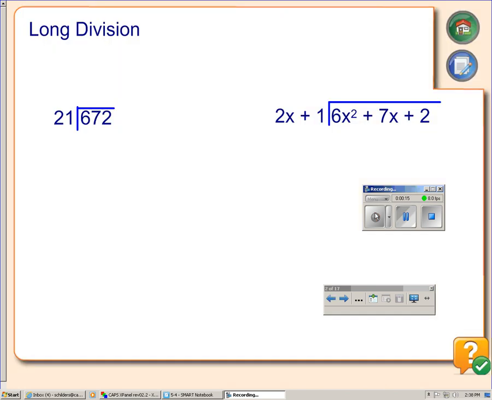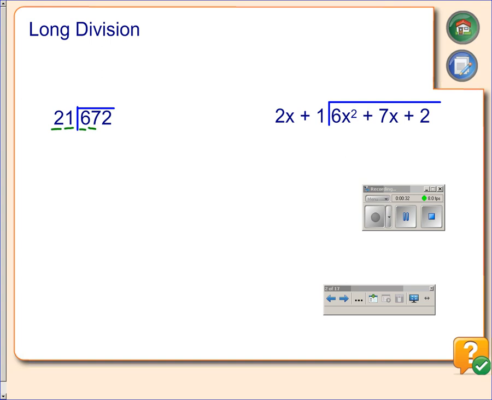So to begin with, we're just going to do regular old long division, just like you learned back in elementary school. So if I want to divide 21 into 672, I notice this is a two-digit number, so I try to divide it into the first two digits. To decide how many times 21 goes into 67, I mostly just decide how many times does 2 go into 6. Since 2 goes into 6 3 times, I'll write the 3 over top of the 7.